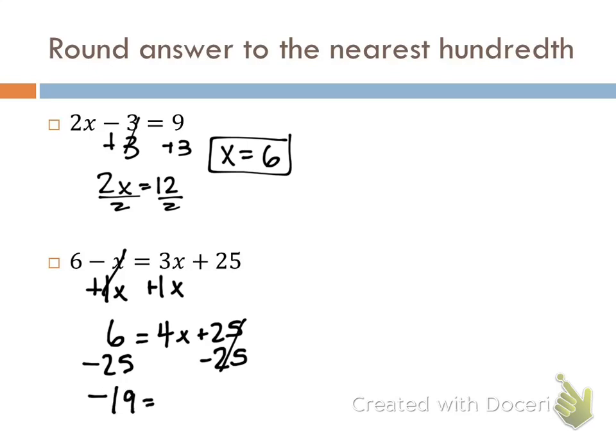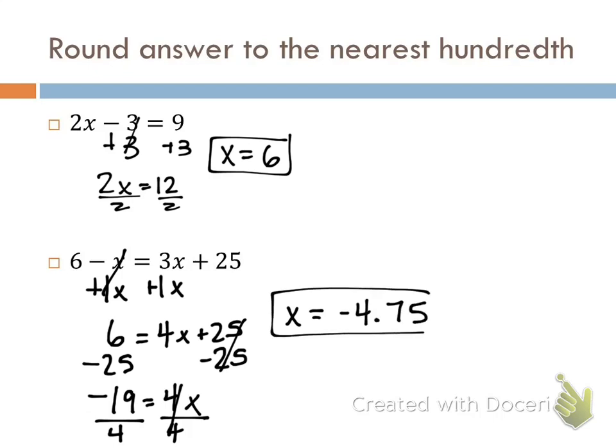Negative 19 is equal to 4x. Zachary, what am I going to do next? Divide by 4x on both. I want to divide by 4 on both sides. And what is negative 19 divided by 4? Remember, round your answer to the nearest hundredth. Vincent? Negative 5. Not to the nearest whole number, to the nearest hundredth. Oh, negative 4.75. Very good. Negative 4.75. Make sure you pay attention to what it tells you to round to, okay? Because your answer can be wrong just by not rounding correctly.